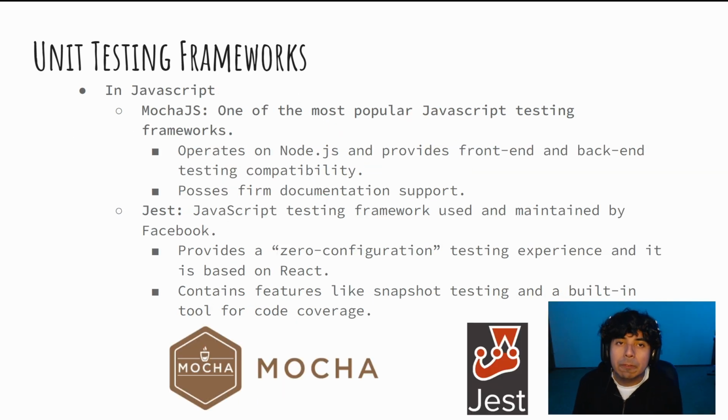Now, the last unit testing frameworks that we're going to talk about are in JavaScript. The first one is Mocha.js, which is one of the most popular JavaScript testing frameworks. It operates on Node.js and provides front-end and back-end testing compatibility. This one possesses firm documentation support. The next one is Jest, which is a JavaScript testing framework used and maintained by Facebook. This one provides zero configuration testing experiences, and it is based on React. It provides features like snapshot testing and built-in tools for code coverage.